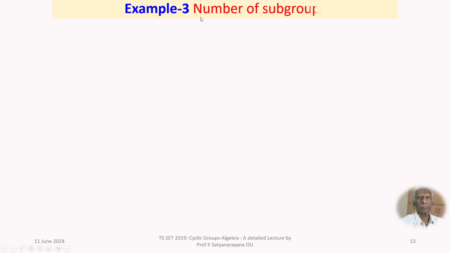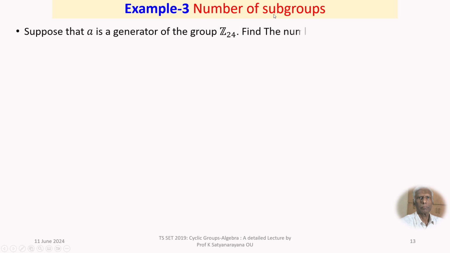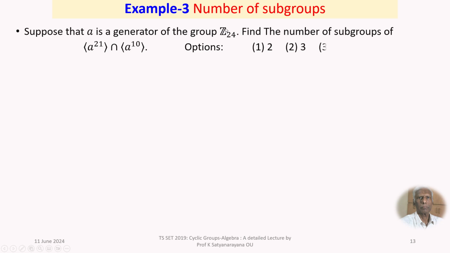That is example 3, and this is the last example in this video, and it is again about the number of subgroups. Suppose a is a generator of the group Z24. Z24 is a cyclic group of order 24. Find the number of subgroups of the subgroup generated by a power 21 intersection the cyclic subgroup generated by a power 10. So, how many subgroups will be there for this intersection? That's the question. We are given 4 options.